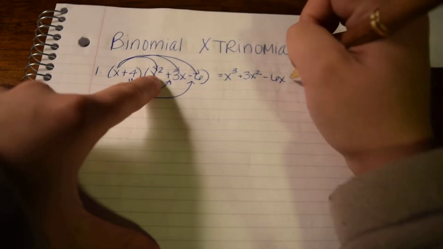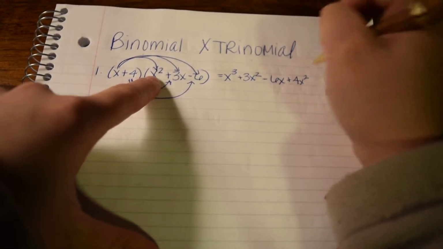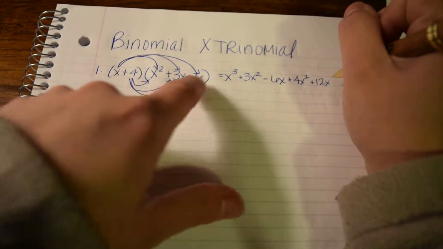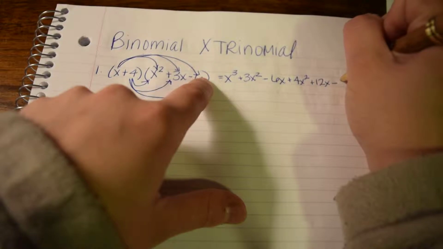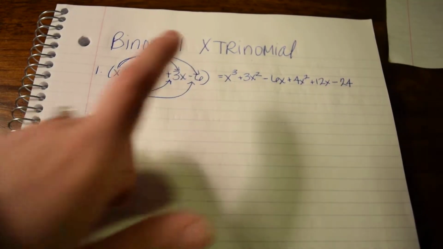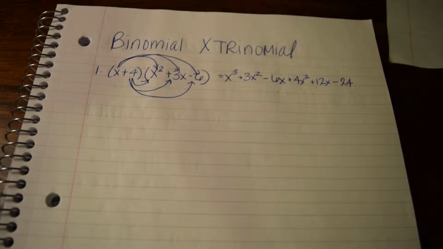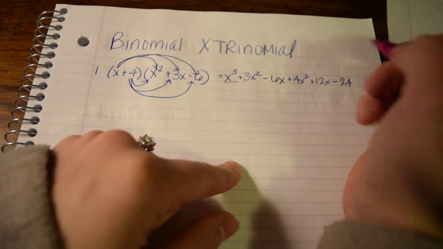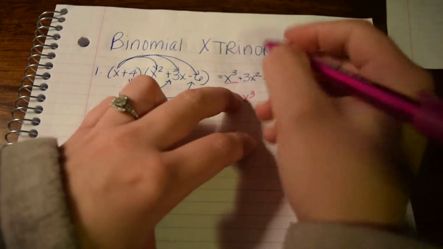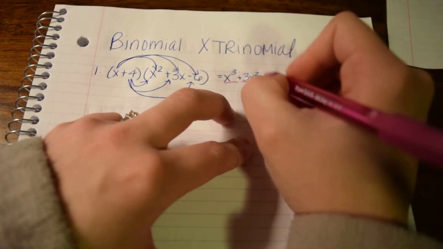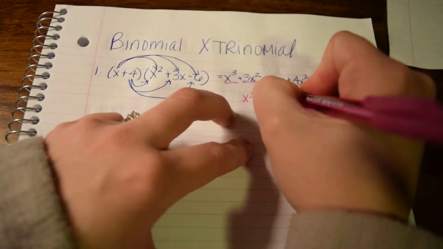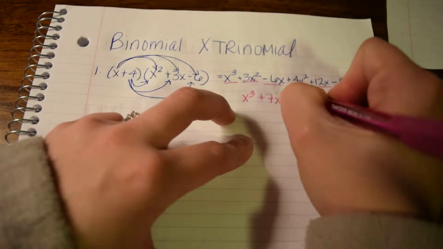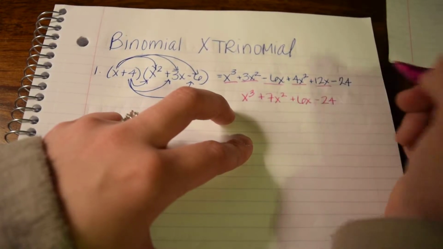So 4 times x squared is 4x squared. 4 times 3x is 12x. And 4 times negative 6 is negative 24. All we have to do now is combine like terms. So x cubed. We have 3x squared plus 4x squared, which is 7x squared. We have negative 6x plus 12x, which is plus 6x, and we have negative 24.